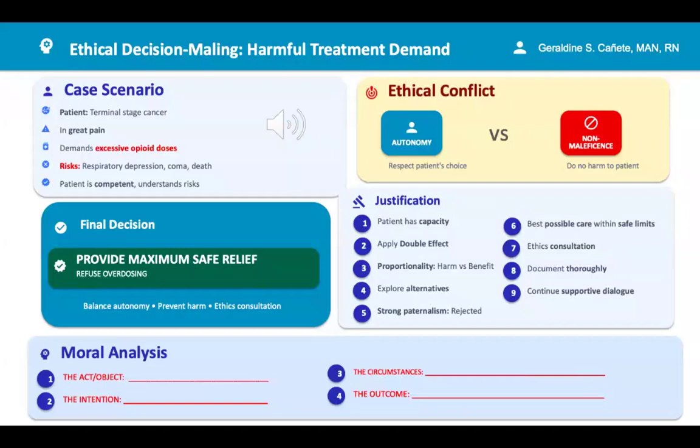So, what coping mechanisms can you use to deal with the stress and moral distress of caring for a patient who is demanding harmful treatment? How can you maintain your professionalism and provide compassionate care even when you disagree with the patient's choices? Okay?